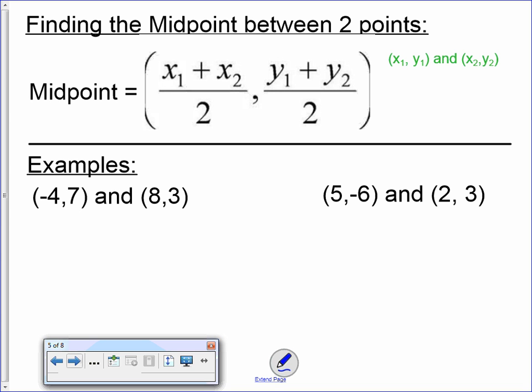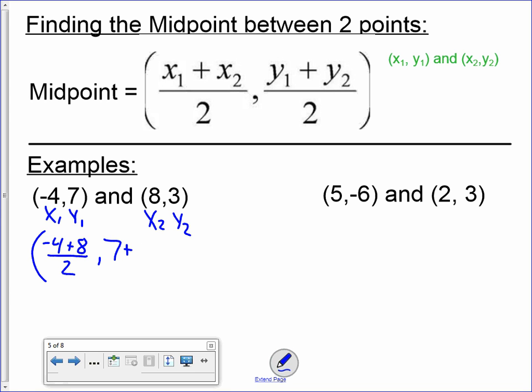So to show how this formula works, I'm going to demonstrate 2 examples. Again, like the previous example, I'm going to label this x1, this y1, this x2, and this y2. So to find the midpoint, I simply take my x values and add them together, and I'm going to divide by 2. Okay, and then I'm going to take my y values, add them together, so 7 plus 3, and divide by 2.